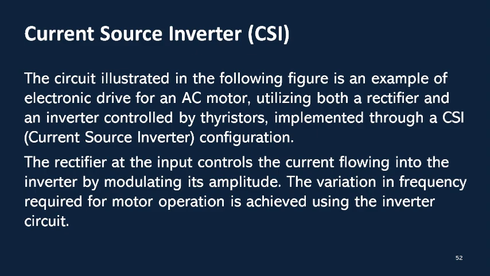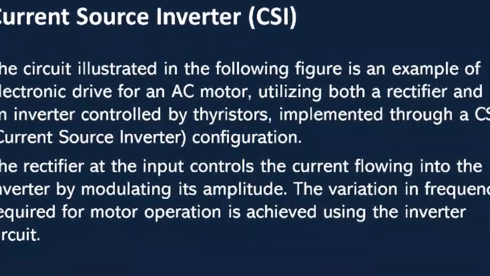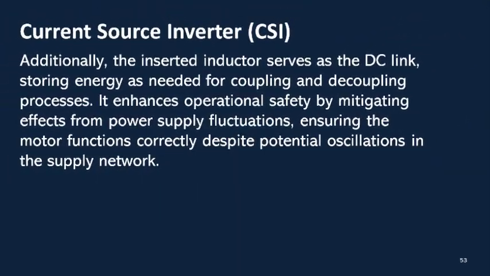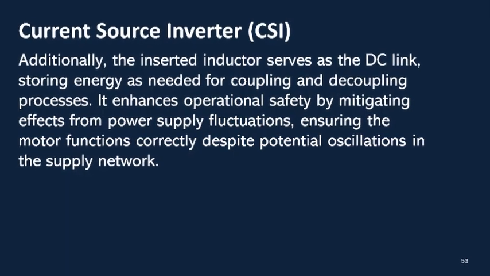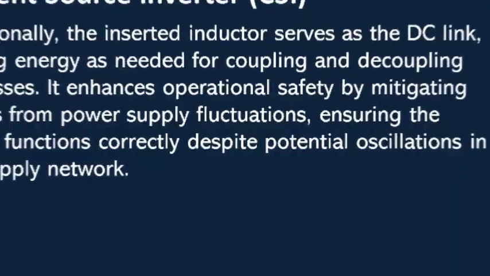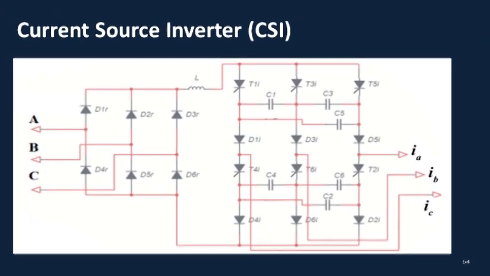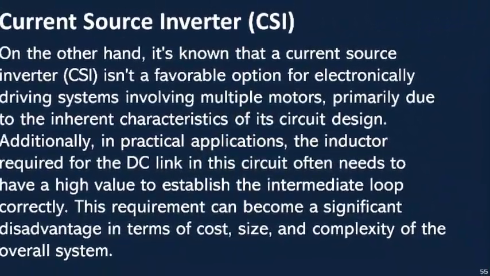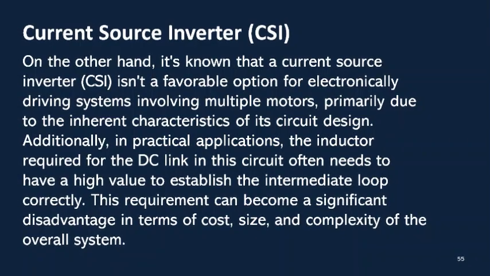The rectifier modulates the current amplitude entering the inverter, while the inverter adjusts the frequency to achieve the desired motor operation. Additionally, the inserted inductor acts as the DC link, storing energy for coupling and decoupling processes. It enhances operational safety by mitigating the effects of power supply fluctuations, ensuring the motor operates correctly despite potential oscillations in the supply network. However, a current source inverter, CSI, is not ideal for systems involving multiple motors due to its inherent circuit design characteristics.